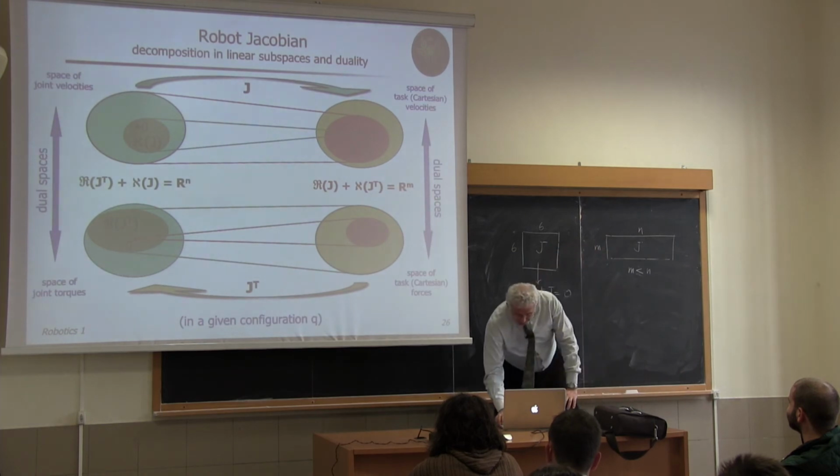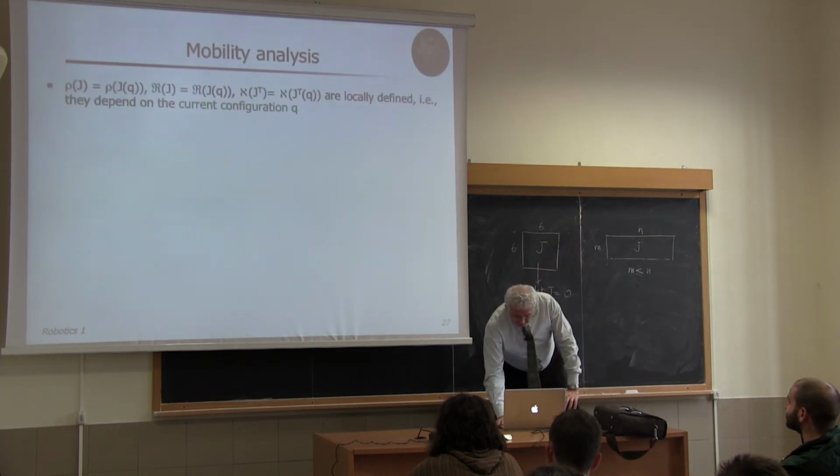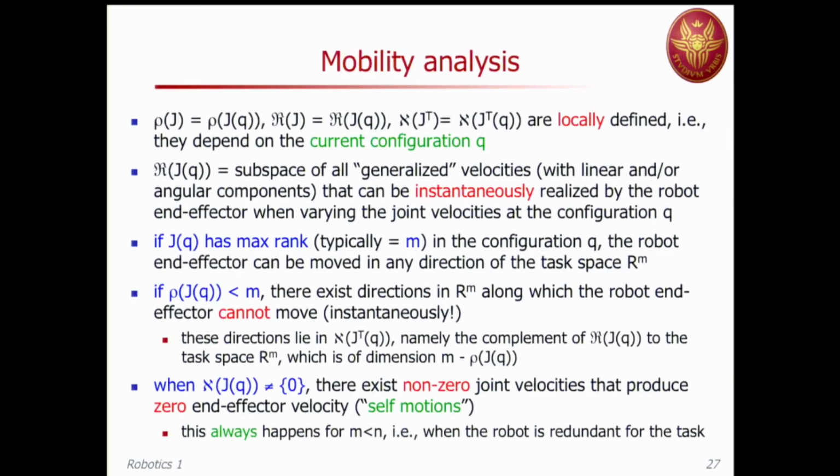So I can just show this result. This is exactly the summary of what I've told you in words. I can define the range of the Jacobian, the rank of the Jacobian, the null space of the Jacobian, the null space of the Jacobian transpose, and so on. And of course, they are locally defined. They depend on the configuration, because the Jacobian is a function of the configuration. And the Jacobian transpose, which is just exchanging rows and columns, is the same.